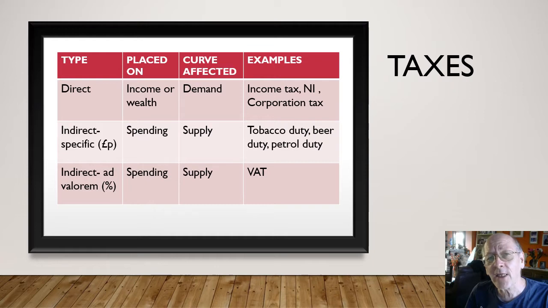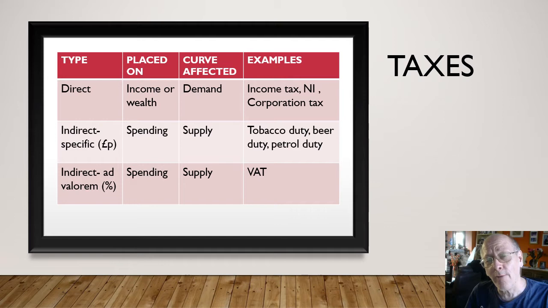So if income tax comes down, that means that people have got a bit more money in their pockets, which means for normal goods, demand will rise, and for inferior goods, demand will fall. So it affects the demand curve. We are not interested in direct taxes in this video.